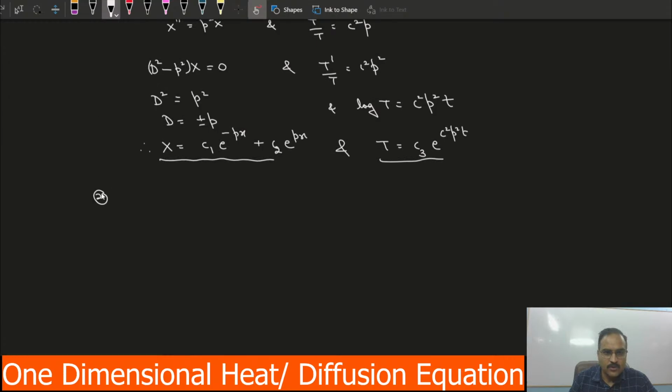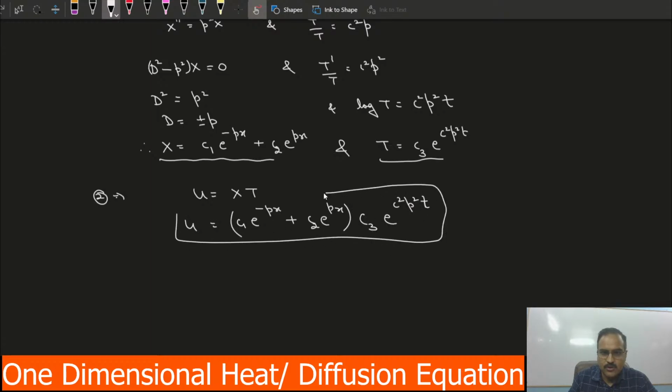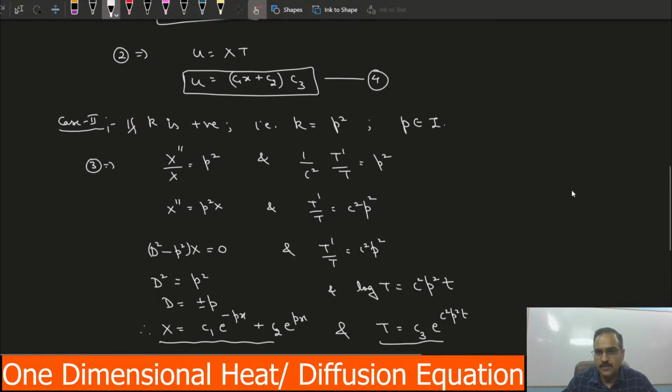Now substituting in equation number 2, that was u = XT, that means u = (c1 e^(−px) + c2 e^(px)) c3 e^(c²p²t). So this is our second possible solution for the heat equation. Let it be equation number 5.